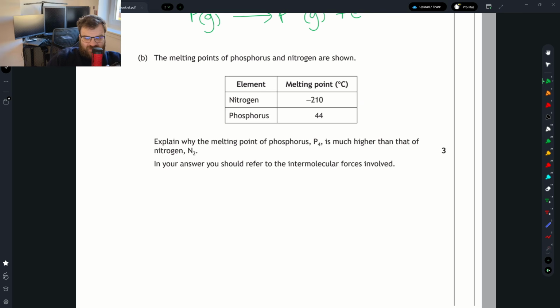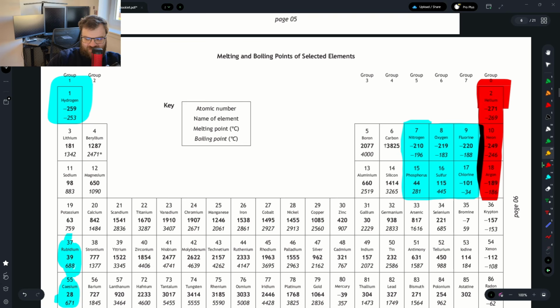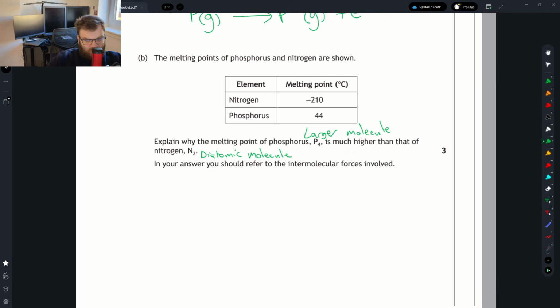Next one, we have to compare the melting points of phosphorus and nitrogen. Nitrogen is N2, it's a diatomic molecule. And P4 is a larger molecule. Those are both part of the covalent molecular section of the data booklet. Other sections include the monatomic elements on the right hand side, covalent network, boron, carbon, silicon, and that leaves the metallic ones. Both of them are non-polar molecules because you can't have polar molecules unless you have a difference in electronegativity. They will both have LDFs between their molecules.